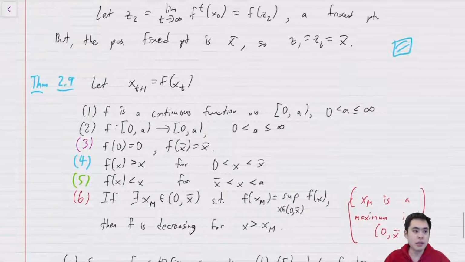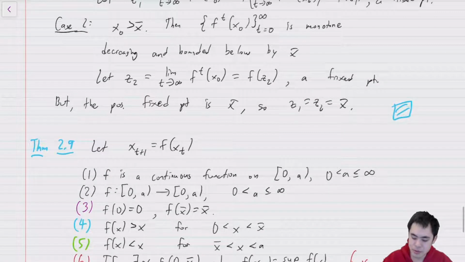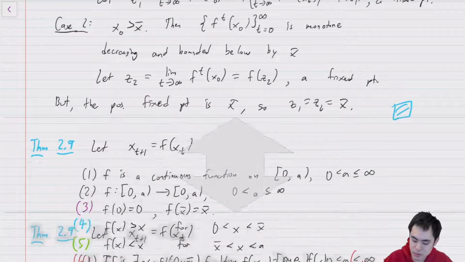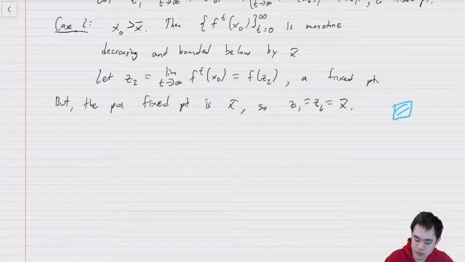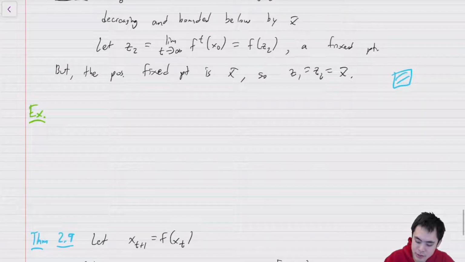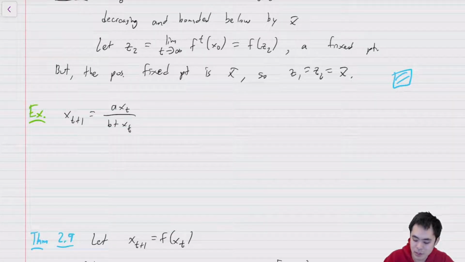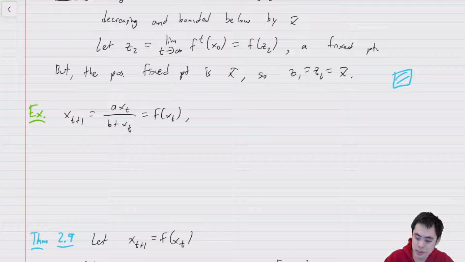Okay, and let's see. Let's go ahead and give an example of this one as well. So let's suppose that we have x sub t plus 1 is equal to a x sub t over b plus x sub t, again, which is equal to f of x sub t, and a is greater than b is greater than 0.